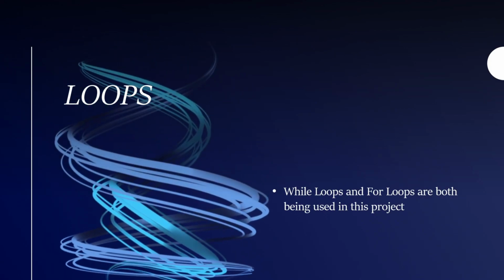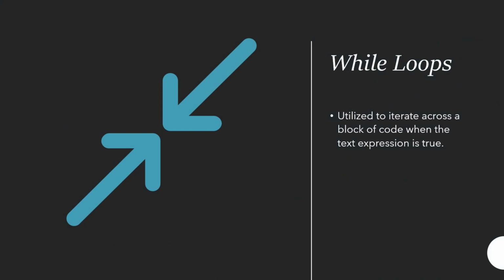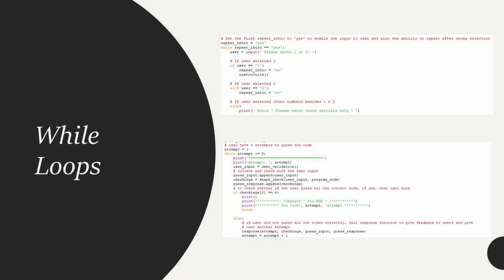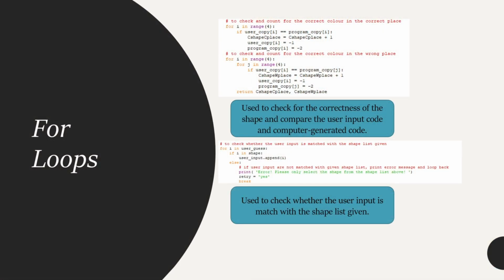Next, while loops and for loops are both used in this project too. A while loop is utilized to iterate across a block of code while the test expression is true. So here are some examples of while loops that I've used in my program, like while repeat intro equals yes and while attempt is less than or equal to 8. Moving on to for loops. Different from while loops, for loops are used for iterating over a sequence that is either a list, tuple, dictionary, set, or a string. In this project, I use a for loop to check for the correctness of the shape as well as compare the user input code and the computer-generated code. Besides, I have also used a for loop for error checking.